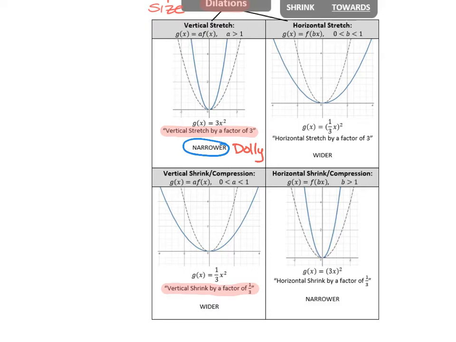Now, in the bottom one, it says vertical shrink by a factor of 1/3. Where did I get the 1/3 from? In front of the x. And in front of the x, when it's a J-Lo number, when it's a fraction, it's actually going to make my graph wider. So if I was the parent function, when I shrink, I'm getting smaller. I'm getting wider, shrinking towards the x-axis. So J-Lo is always going to be the vertical shrinks. Okay, it's going to make it wider.